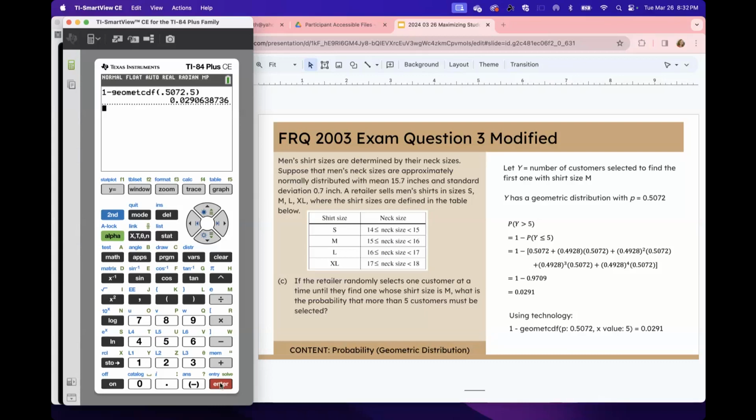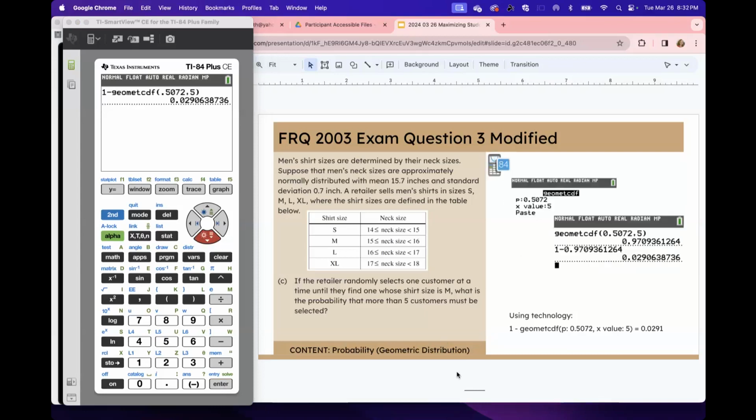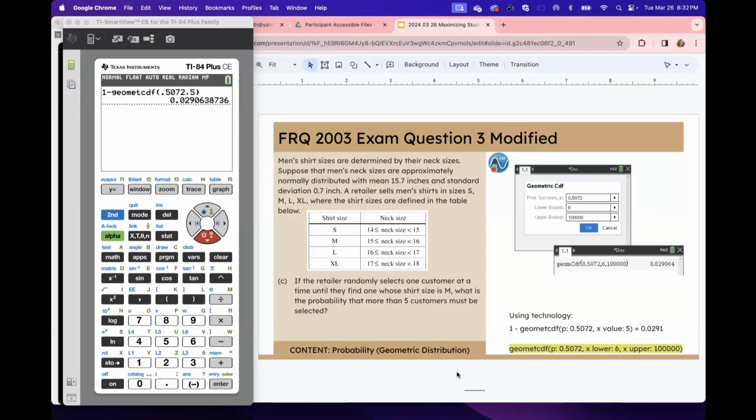Now, this is one area where there's something a little bit different you can do on the Nspire that you can't do on the 84. Sorry, I lost it there. I added a note to my Nspire slide. At the bottom, notice we can do a lower and upper. We don't have to do the complement like we had to do on the 84.